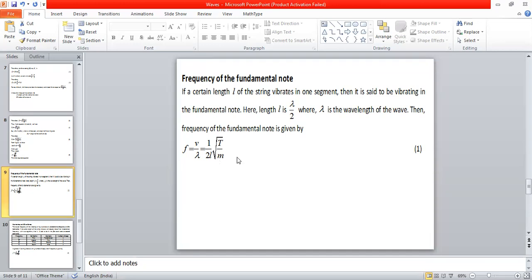I will show the diagram, I will play a video. So if it is vibrating with one single loop, then we say that the string is vibrating in the fundamental note. And what is the frequency of the fundamental note? Frequency F is given by V by lambda, that is 1 by 2L into square root of T by m. Is this clear? Yes, sir. Okay, next we shall move.